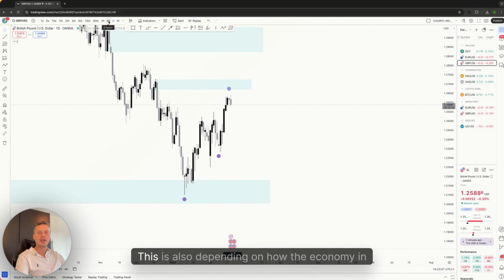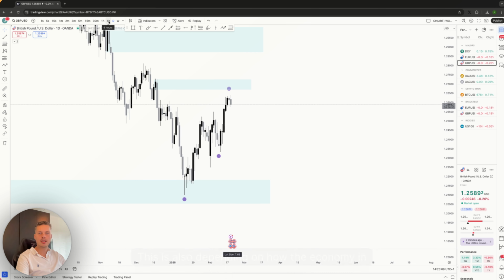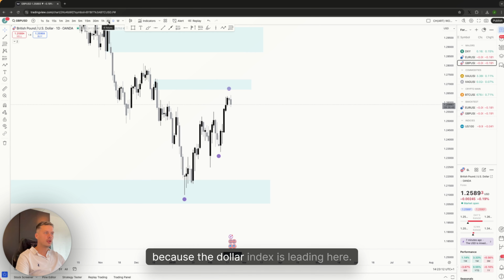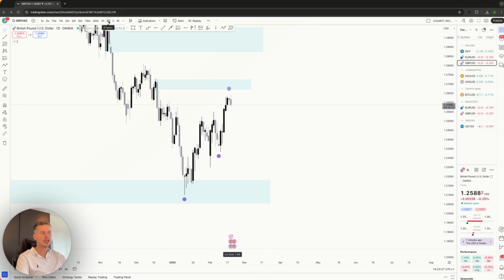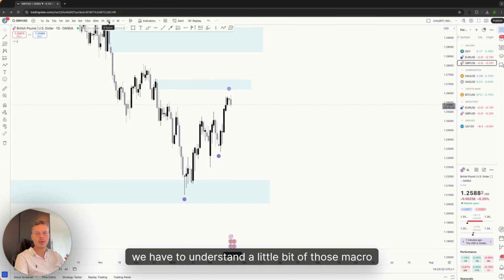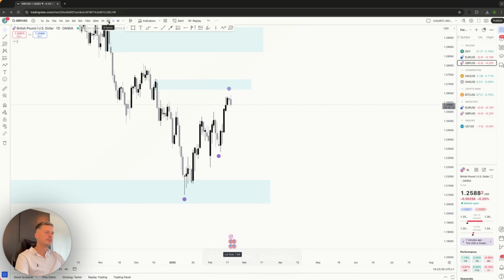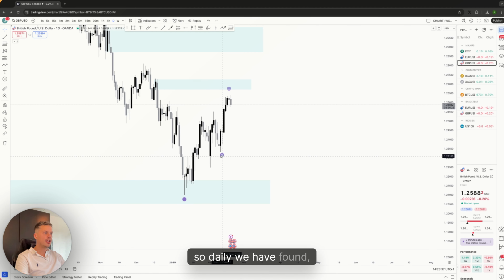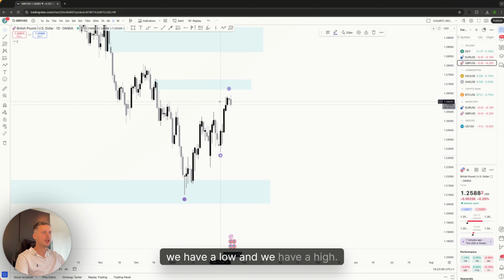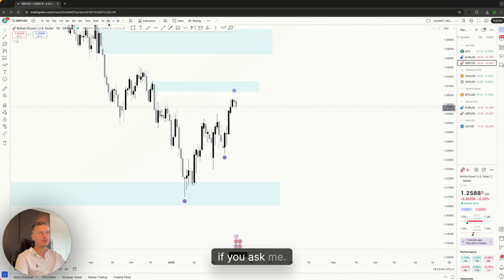We never know. This also depends on how the economy in America goes, because the dollar index is leading here, and whatever happens in the States, whatever happens with world dominance, definitely has some influence on this chart. For our trade setups, it doesn't matter, to be honest, but for a higher time frame narrative, we have to understand a little bit of those macroeconomic events. All right, so on the daily we have found a low and a high. Pretty easy if you ask me.